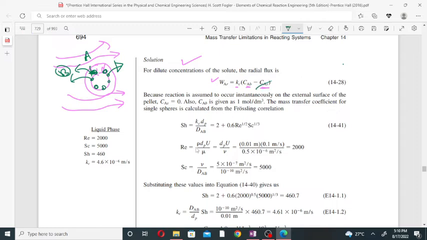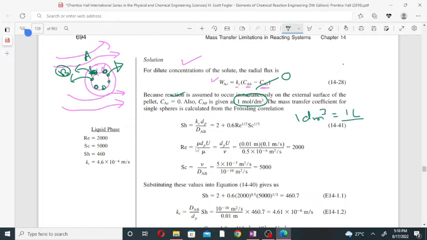So the CAS will be 0, which is given in the question, because the reaction is assumed to occur instantaneously on the surface of the catalyst. CAB is given, which is 1 molar. 1 molar is equal to 1 mole per dm cube or 1 mole per liter, because 1 dm cube is equal to 1 liter.